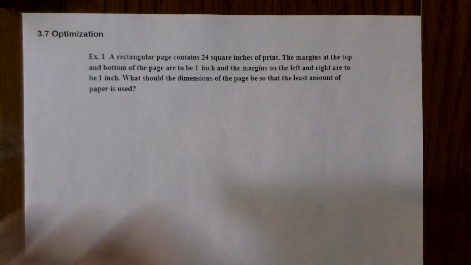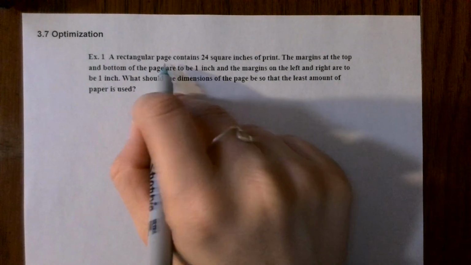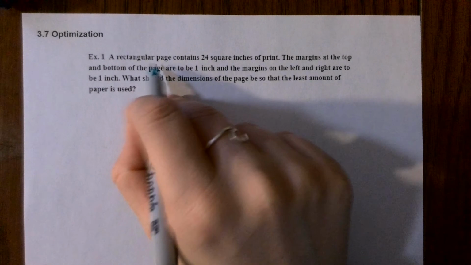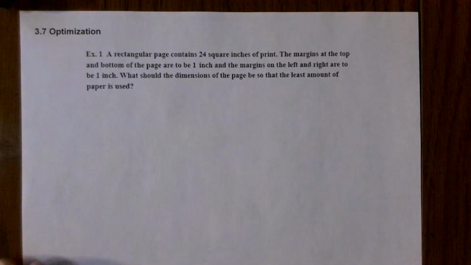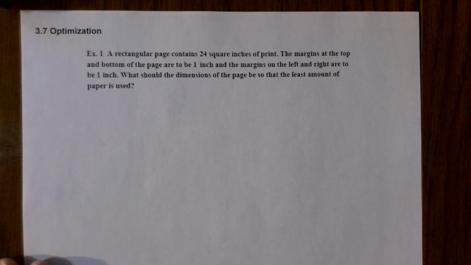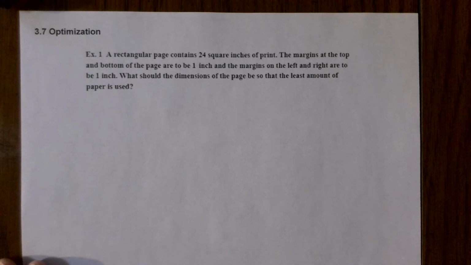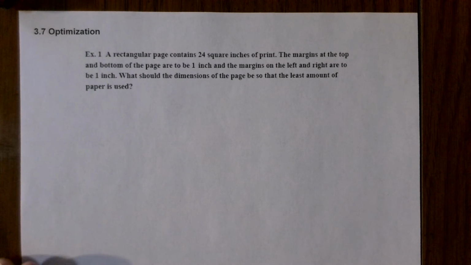So our first example has a rectangular page. Most pages that I know are rectangular. It contains 24 square inches of print. The margins at the top and bottom of the page are to be 1 inch, and the margins on the left and right are to be 1 inch as well. What should the dimensions of the page be so that the least amount of paper is used?